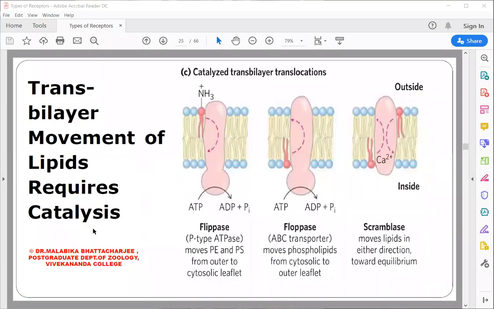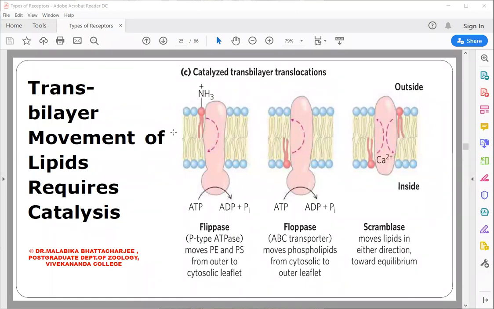Now coming to the movement through the membrane. Let's start with lipids, because the lipid is the actual skeleton of the plasma membrane. If we look into the three kinds of movement, the picture is given very beautifully. This is from Lehninger. You can see that there are three categories of enzyme. The first one is flippase. Now locate this phospholipid. What does flippase do?